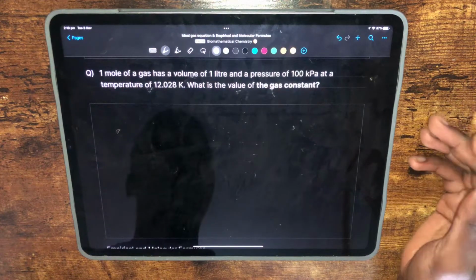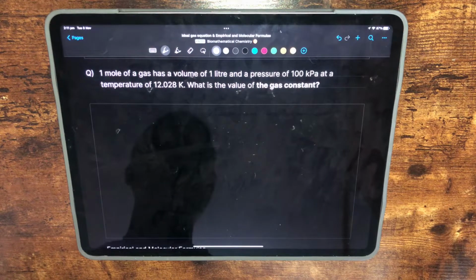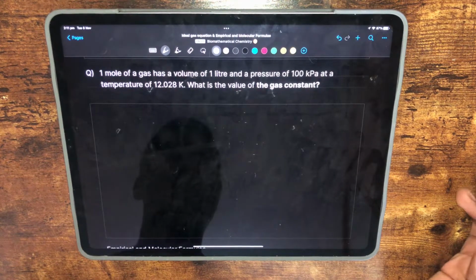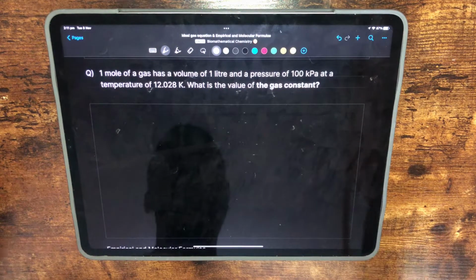Because it's constant, whatever we have in our values, they always make it 8.31. And if the value is not 8.31, it means there's something wrong, because it's always 8.31, no matter what the question is. But we have to answer this question as if we don't know how to get to 8.31, or we don't know what the answer is.